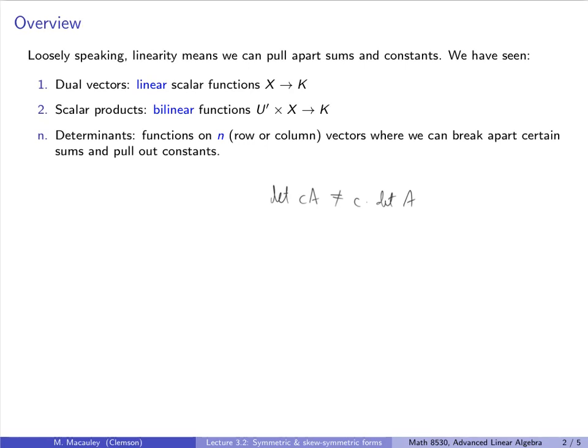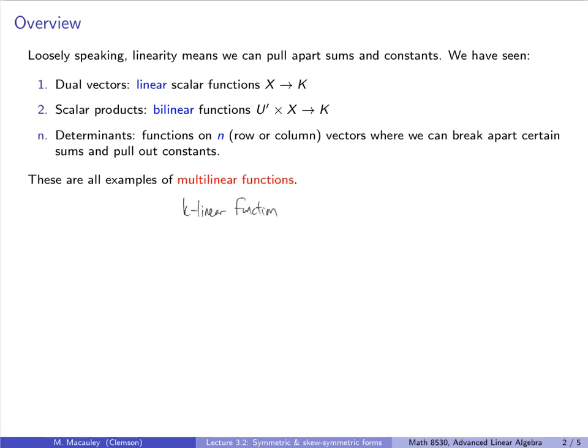These are what are called n-linear functions. These are bilinear, these are linear. And again, linearity appears in all of these because there is some sense of how we can pull apart sums and constants. All of these are examples of multilinear functions. If we specify the particular argument, then we might call it a k-linear function. And the k-linear scalar functions are often called k-linear forms.